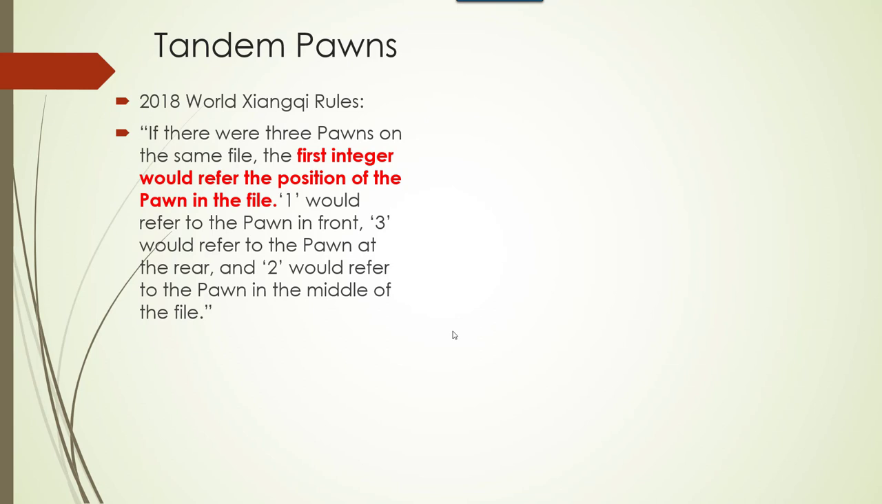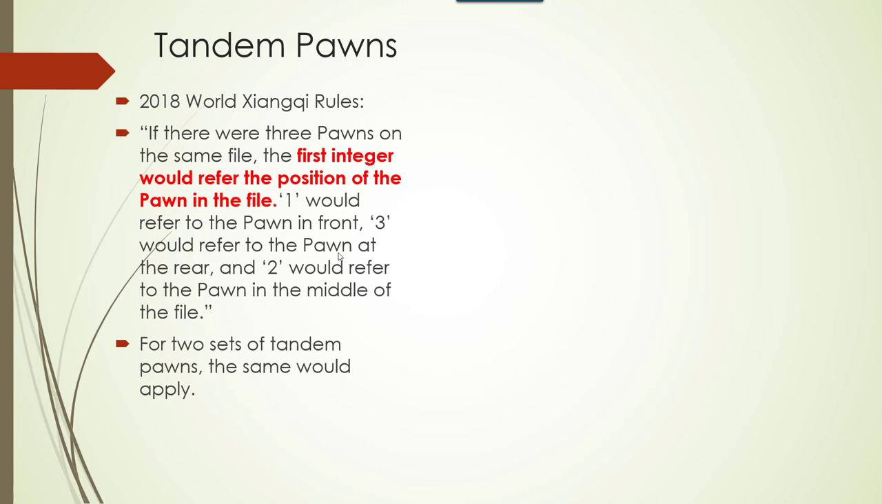This also refers to the first two boards that I showed at the beginning of the tutorial. According to the World Xiangqi rules, if there were 3 pawns on the same file, the first integer would refer to the position of the pawn in that file. 1 would refer to the pawn at the front, 2 would refer to the pawn immediately behind the first pawn, and so on.